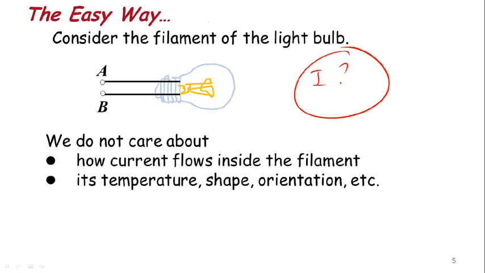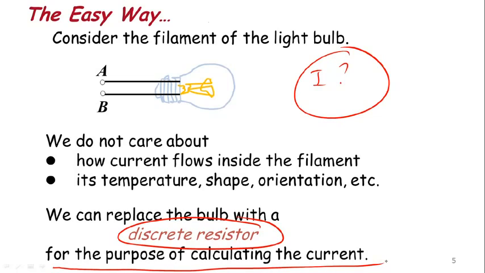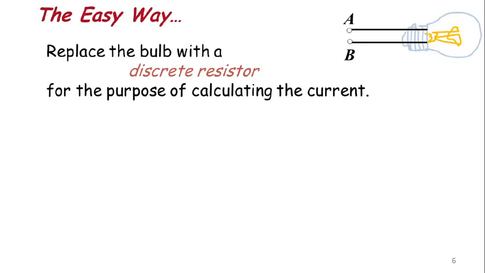We just don't care about a lot of things as long as all I care about is the current through the bulb. So, much like we did the point mass discretization, we're going to replace the bulb with a discrete resistor for the simple purpose of calculating the current. Using this very simple model, I'm not going to be able to tell you what its temperature is or what its shape is and so on, but I will be able to tell you what its current is. So let's proceed with this simplification and continue down the easy path.